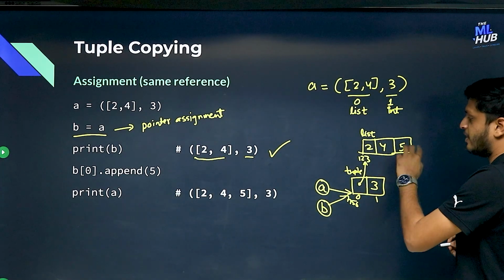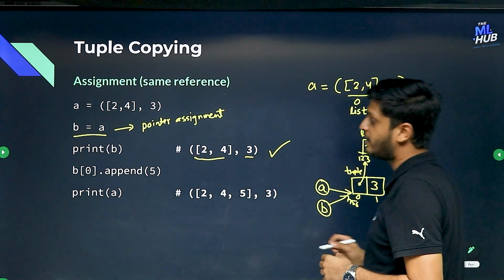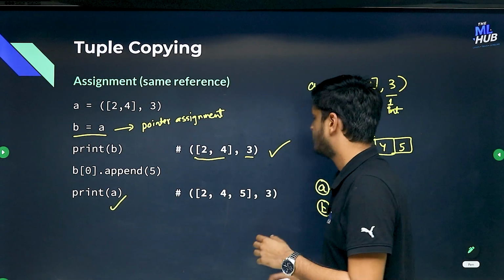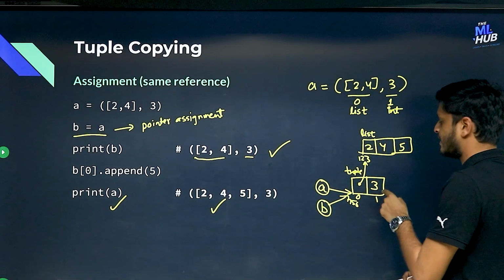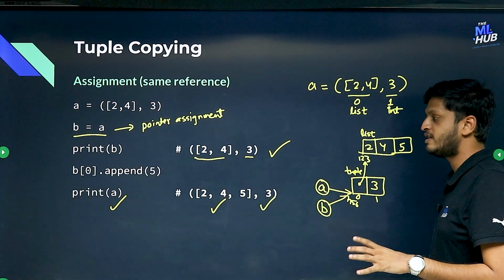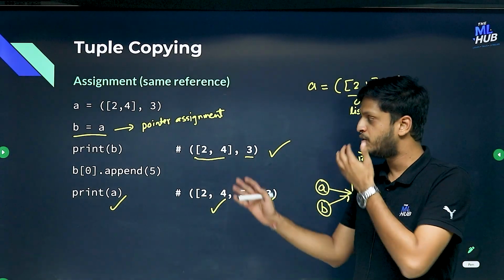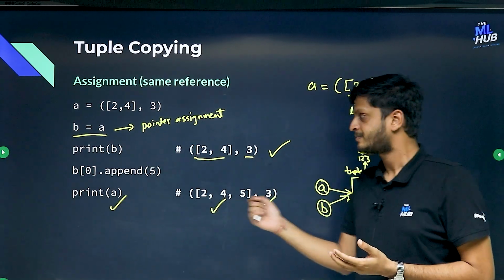Now b[0].append(5) will do this in memory, and now if you print a, it will print 2, 4, 5 in a list as the first element, and the second element is 3. So if you change b, a will also change. Here you are not creating any sort of copy.